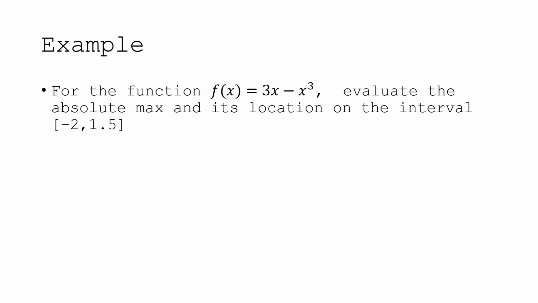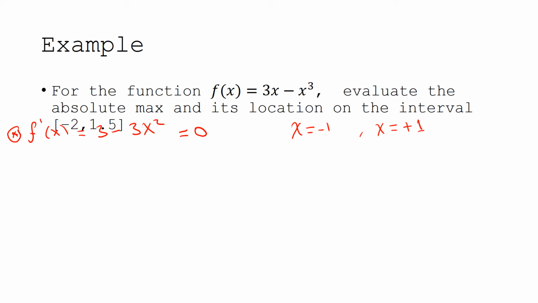So here we have a cubic function, and this is defined over a finite range from -2 to 1.5. We would like to find the absolute maxima and the location of that maxima. Okay, so we start by computing the first derivative f prime of x, which is equal to 3 minus 3x squared, and then find the candidates that make this equal to 0. So the values of x that make this equation equal to 0 are x equal to -1 and x equal to +1. These are the two candidates for local extrema, local maximum and local minimum.